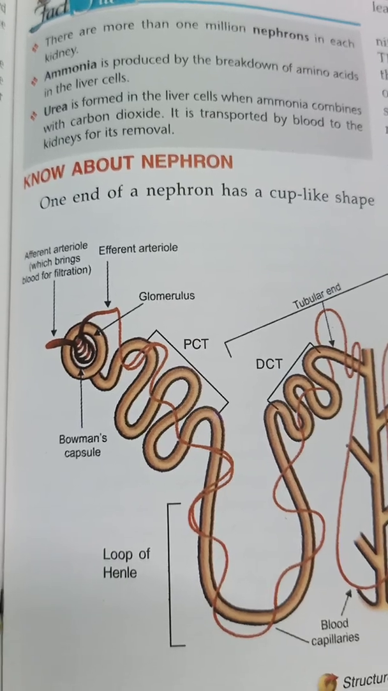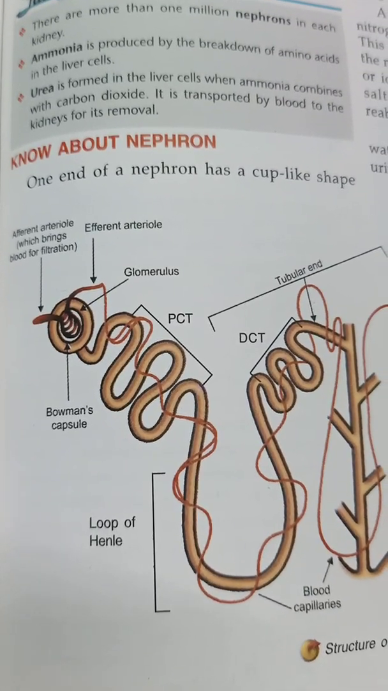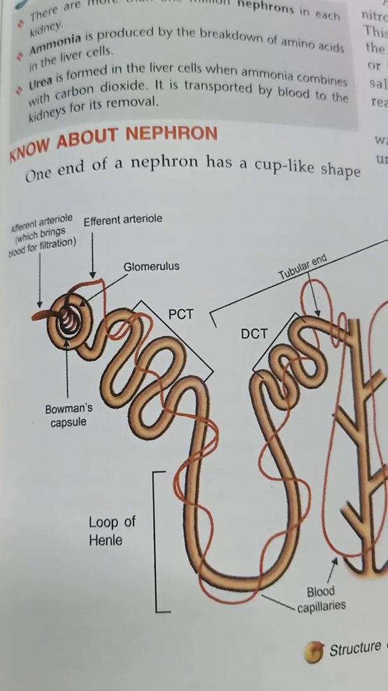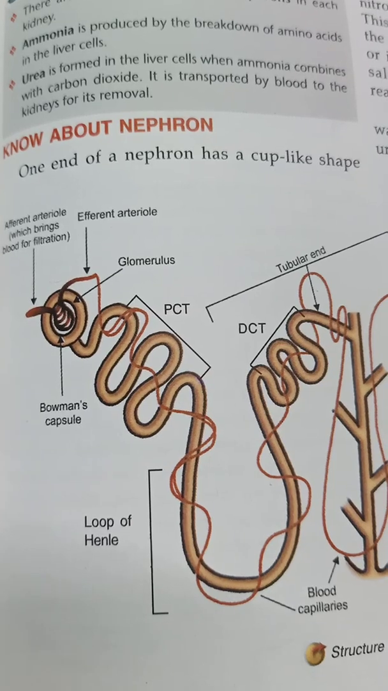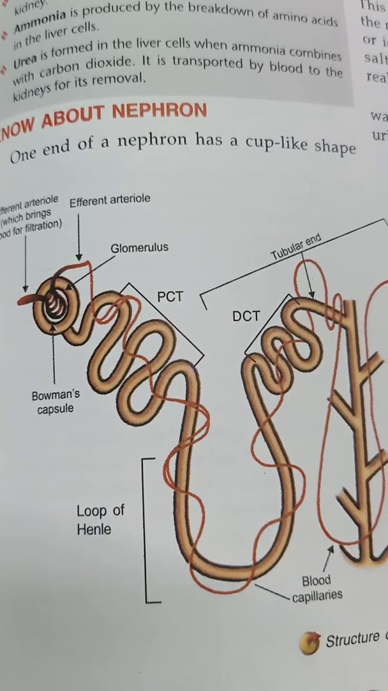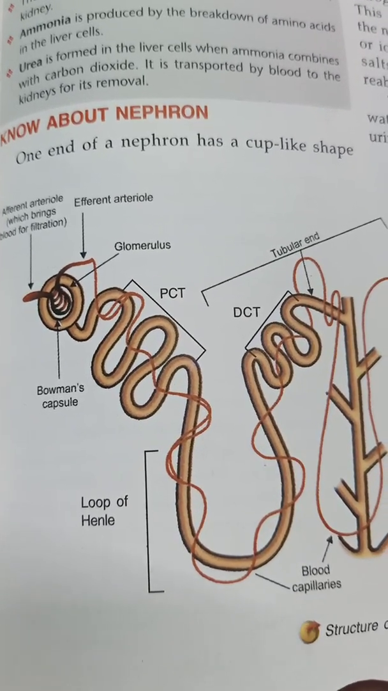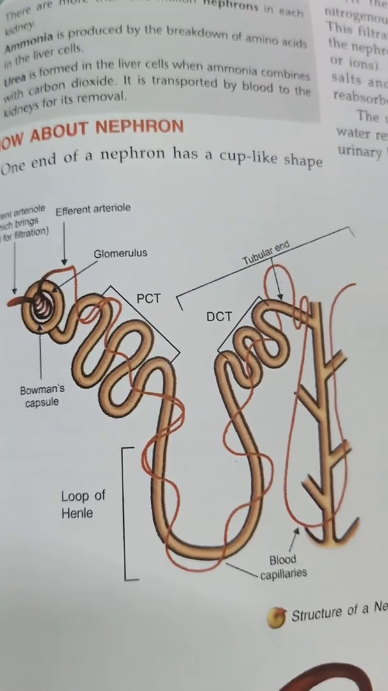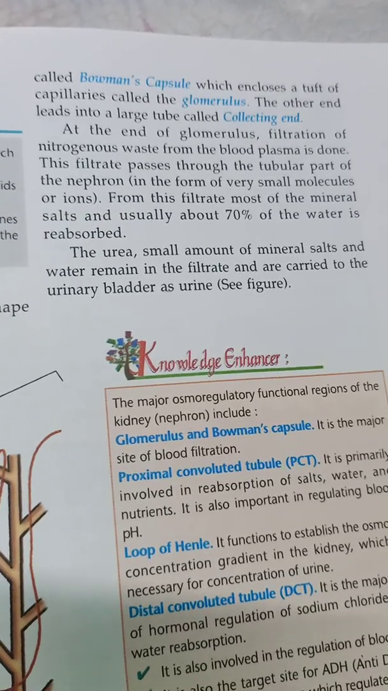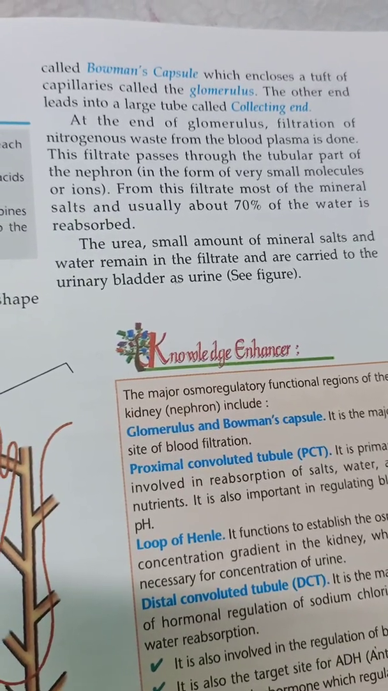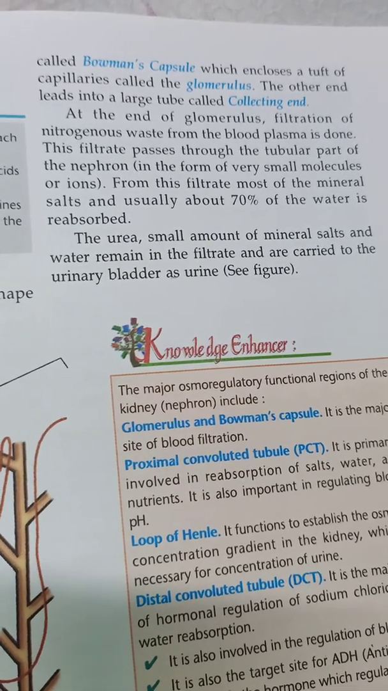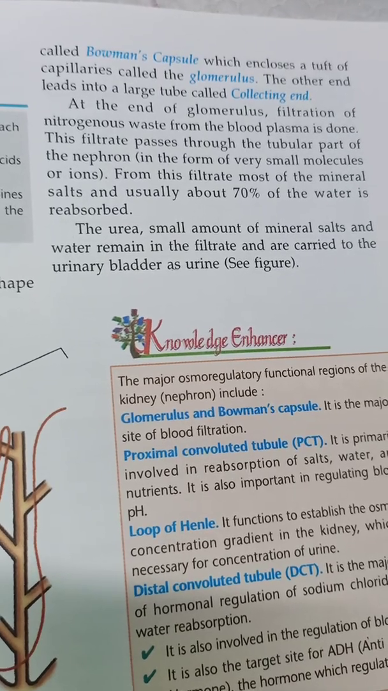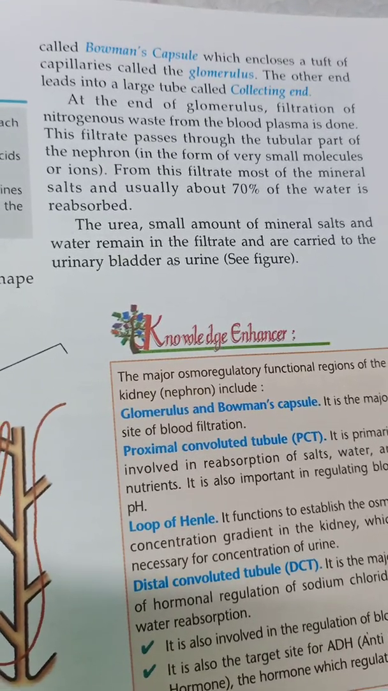Now we come to the topic of the chapter, that is to know about nephron. As we all know, the structural and functional unit of the kidney is known as nephron. So here we study about the nephron. One end of a nephron has a cup-like shape and it is called Bowman's capsule, which encloses a tuft of capillaries called the glomerulus. Tuft means it's a collection of capillaries.